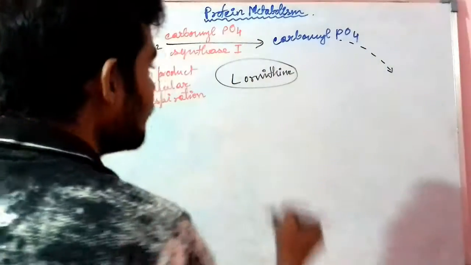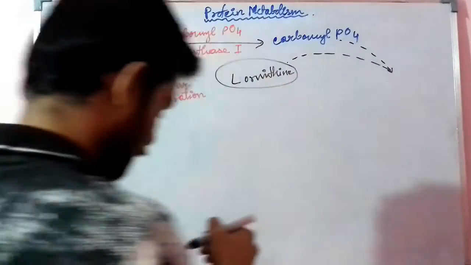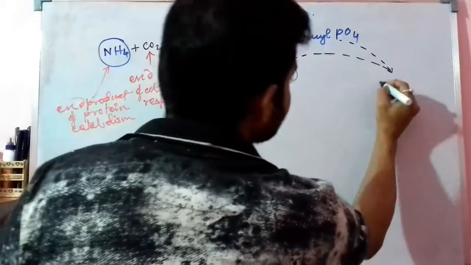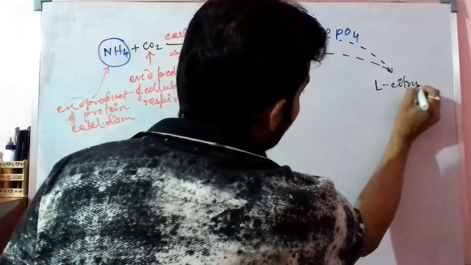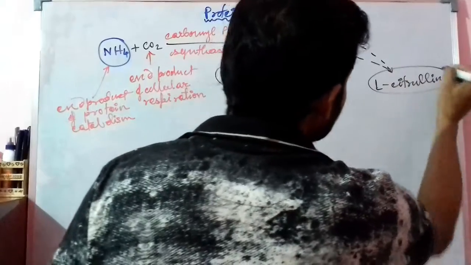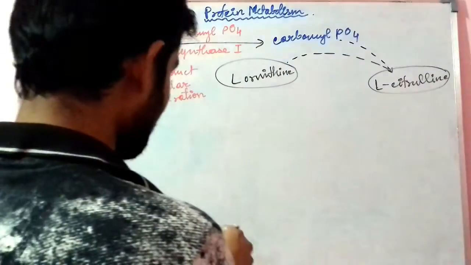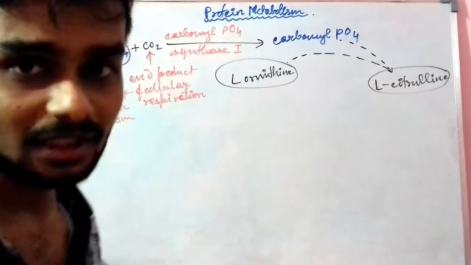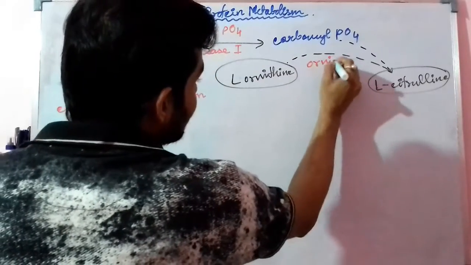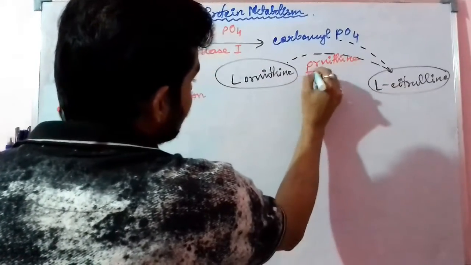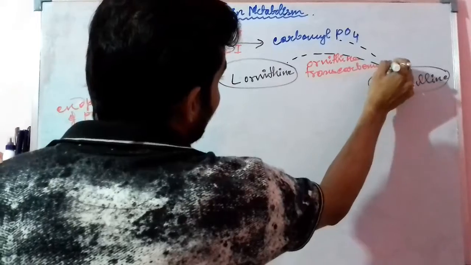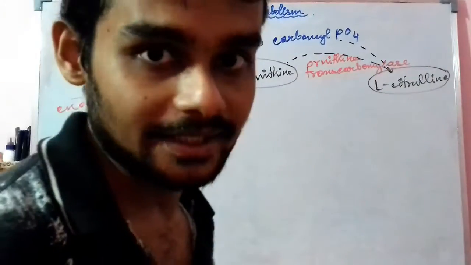So the carbonyl phosphate, in the presence of L-ornithine, gets converted to L-citrulline. Okay. Now this L-citrulline compound, in the presence of another enzyme which is called ornithine transcarbamylase, gets converted to L-citrulline.